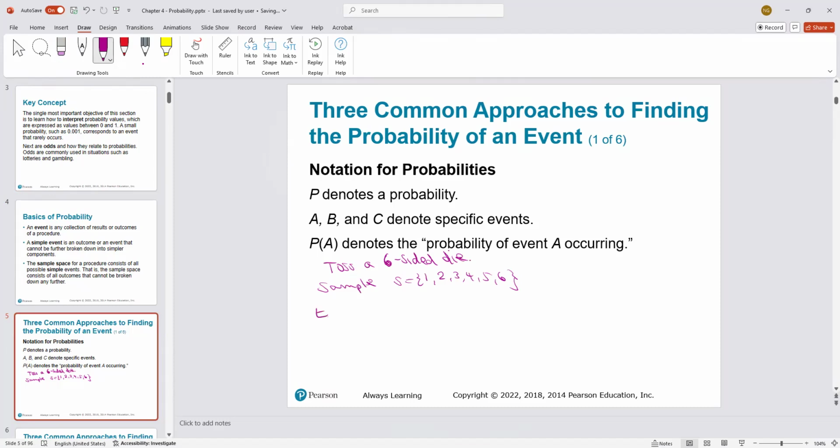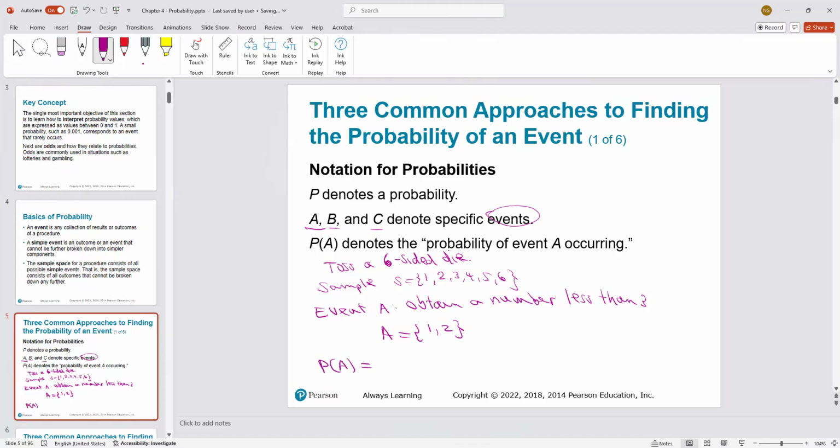Now, let event A be to obtain a number less than 3, for example. So what are the elements of A? Because A is an event, the elements of A would be only 1 and 2. You can obtain a 1 and a 2. So when we deal with events, we use capital letters like A, B, C to denote specific events. Now to find the probability of obtaining a number less than 3, that is the probability of A.